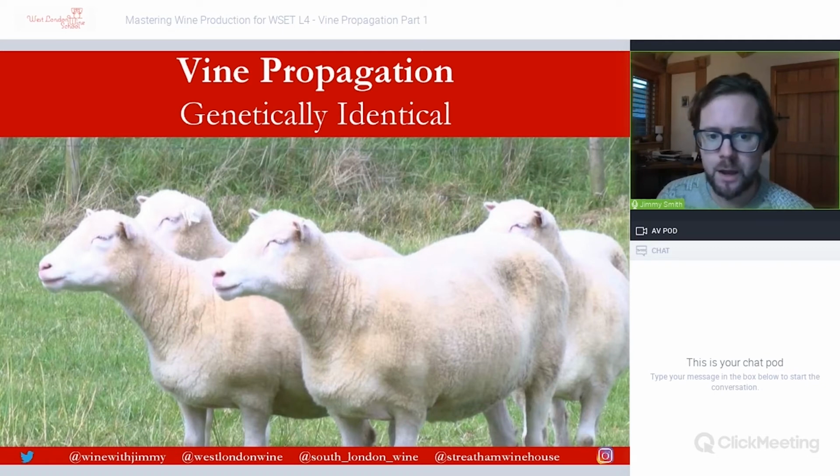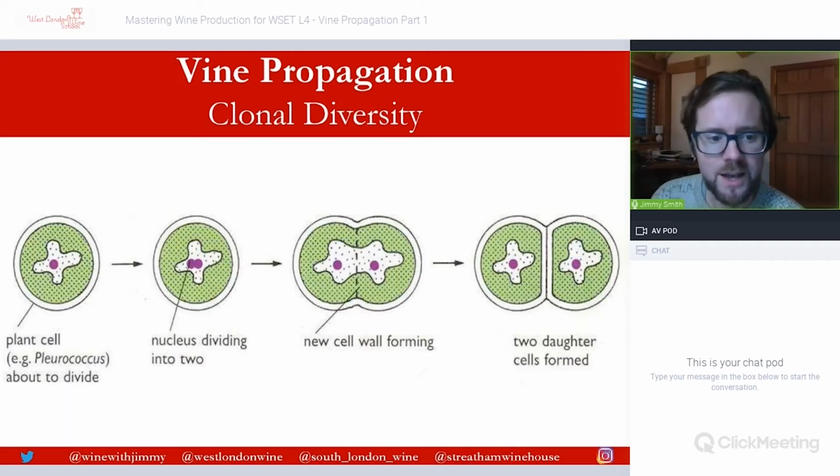Vines that grow through seeds are also not genetically identical to the parent vine, although they can have similar characteristics to the parents, but they can also be notably different. Okay, so I've got a picture of some sheep which are identical, tipping the hat to, I think it was Dolly the sheep, with the clonal research that went behind that. And then just a little bit on clonal diversity.